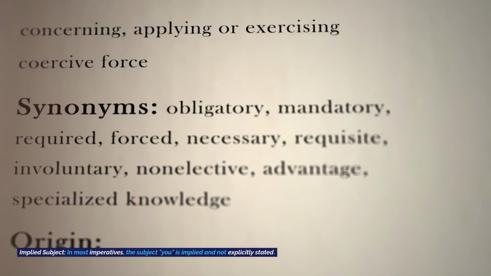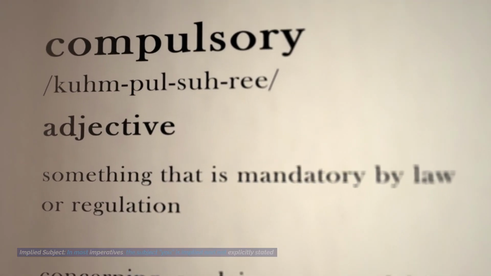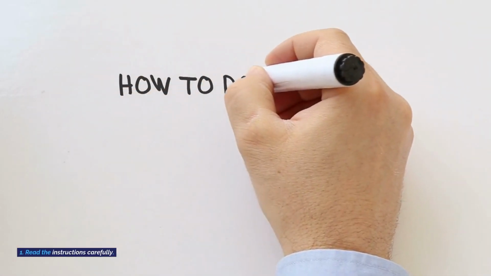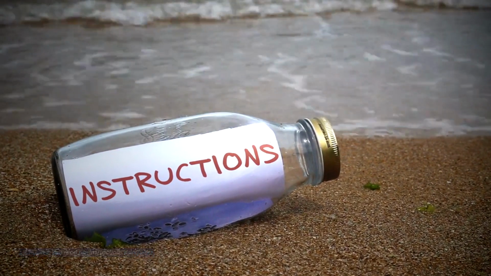Important points to remember. Implied subject. In most imperatives, the subject you is implied and not explicitly stated. Example: Read the instructions carefully. Implied: You read the instructions carefully.